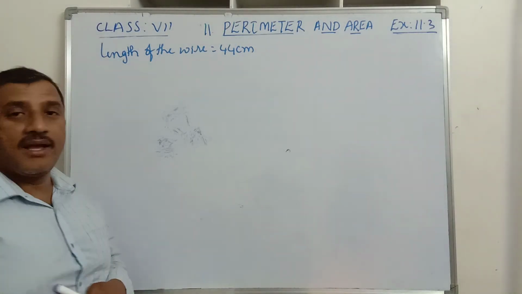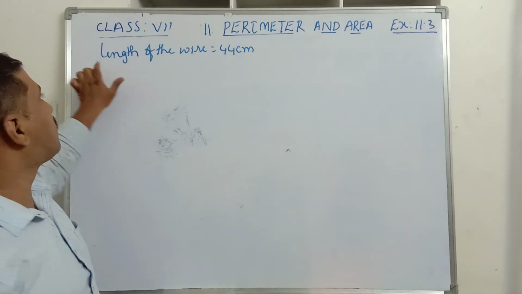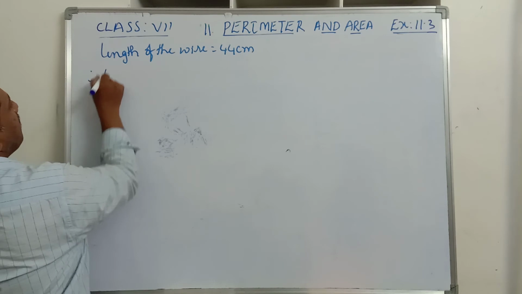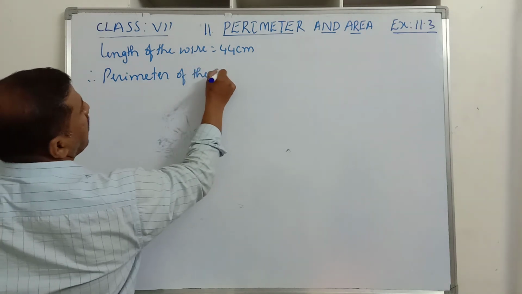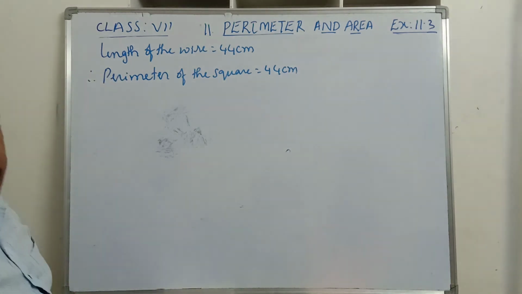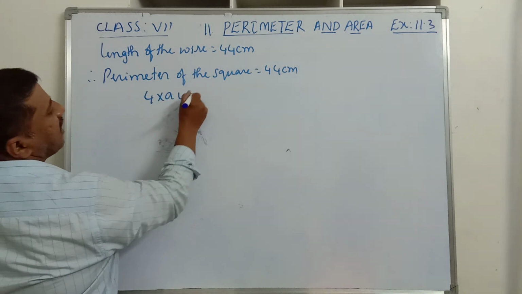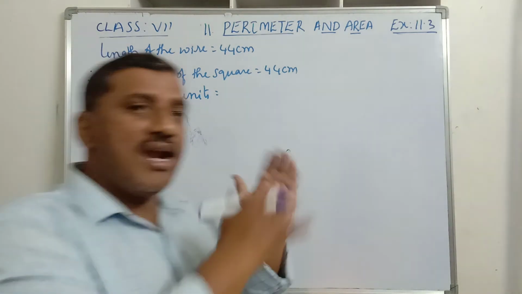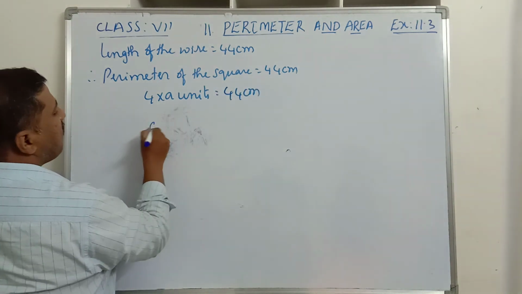Now what they did? The same wire is bent in the shape of a square. So the perimeter of the square is equal to the length of the wire, which is 44 centimeters. Now what is the formula to find the perimeter of a square? 4 into A units, where A is the length of each side. Length of each side is what we have to find. So 4 A is equal to 44 centimeters.